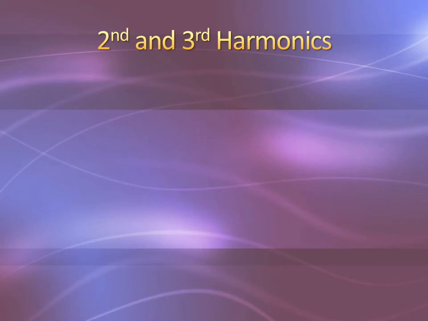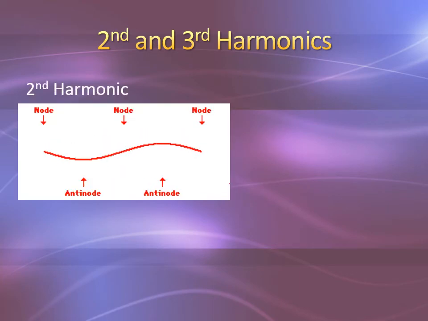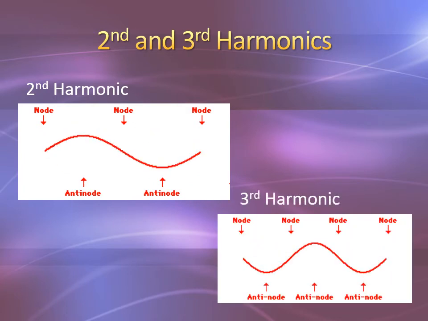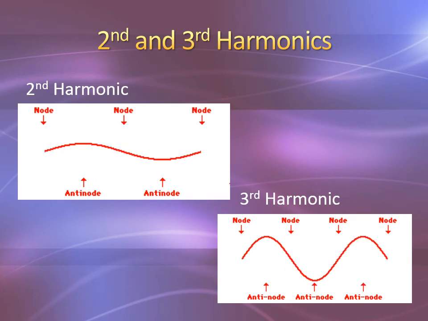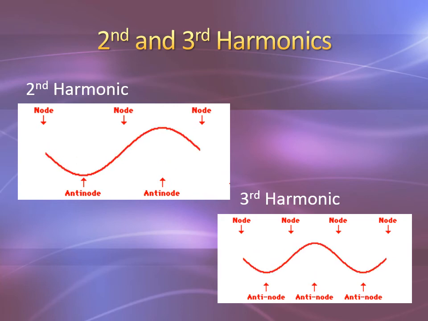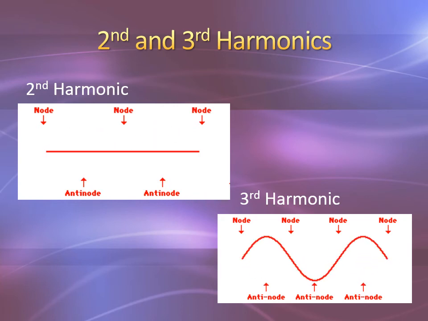So the second and third harmonics look like this, with two antinodes and then three antinodes. Sensing a pattern here? The number of the harmonic equals the number of antinodes, or the number of half wavelengths.